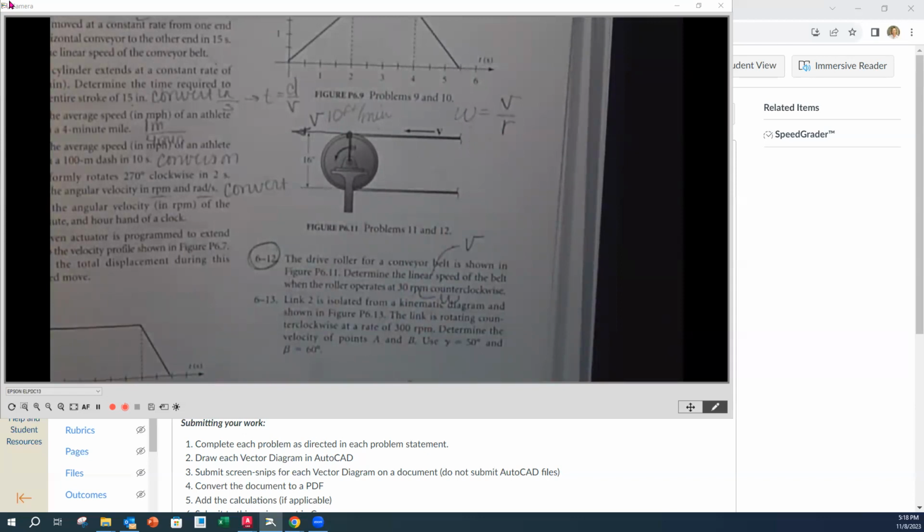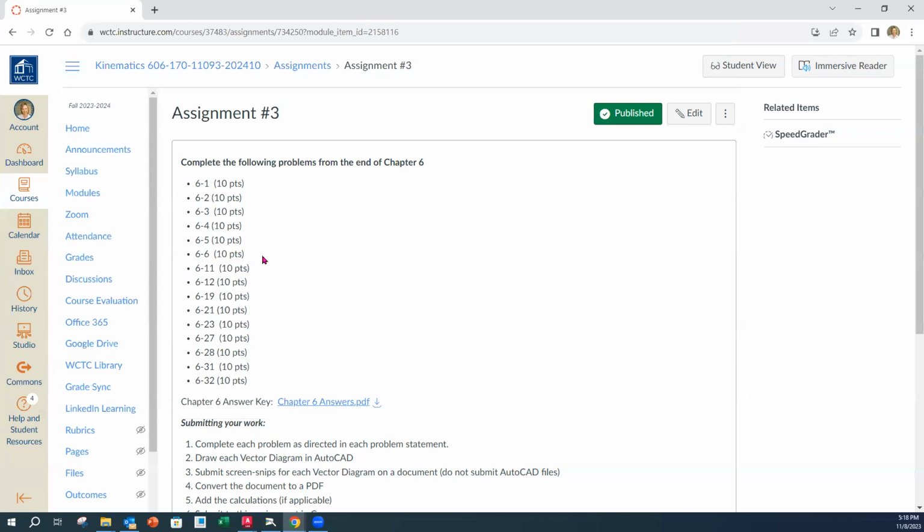Then let's look at the other problems that we have. So I'm just going to go over to the assignment here. The first chunk up here, we just went through, so it didn't sound like there was any need for going over those. So now we're going to focus on the ones down below here.